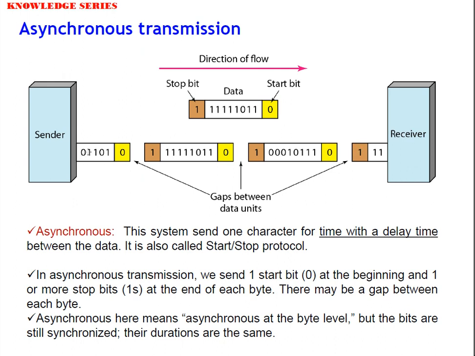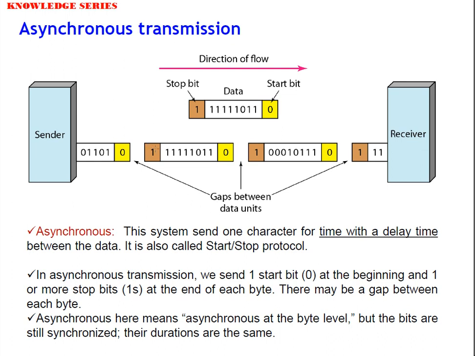from one point to another, and between these you can find a different time frame or time gap, the gap between the data units. This is a data unit, so between these there will be variation in the timing. That is put under the case of the asynchronous mode. So you can see that this system sends one character at a time with a delay between the data. So between the data you will be finding a delay.